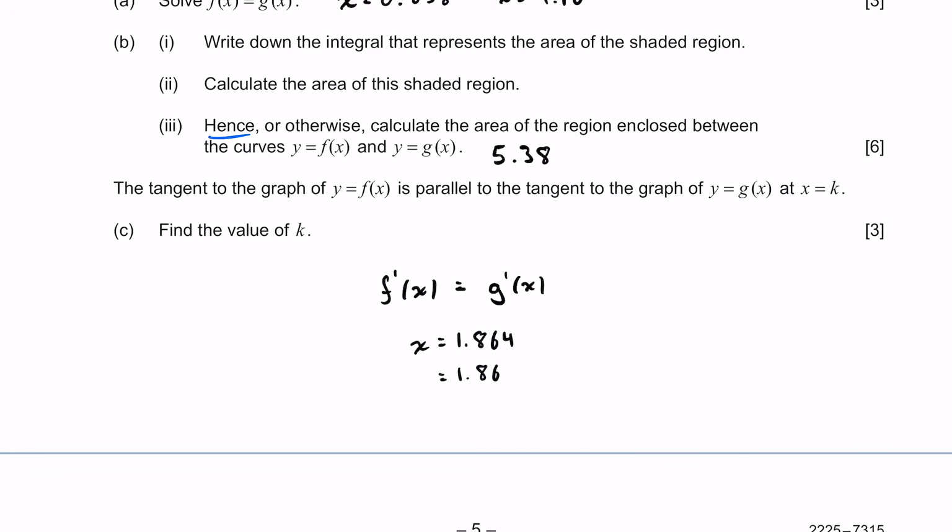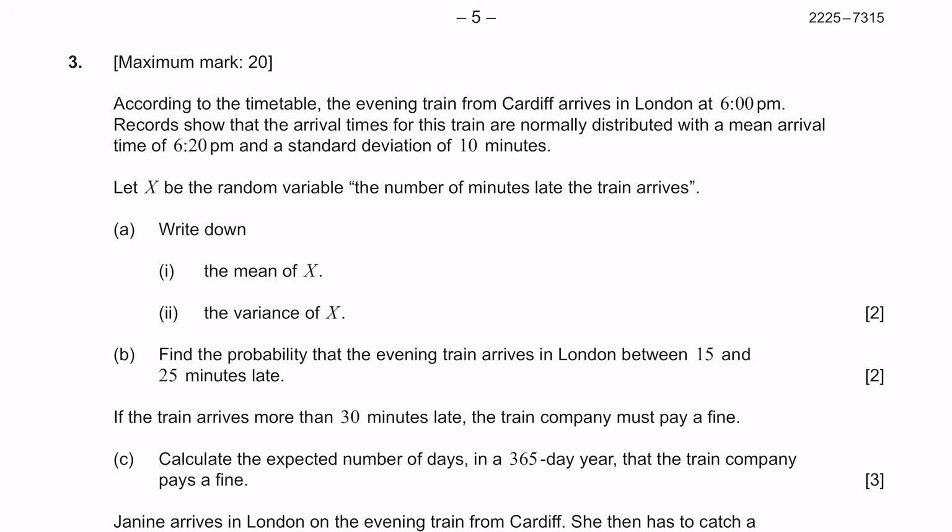All right. Question 3. According to the timetable, the evening train from Cardiff arrives in London at 6 p.m. Records show that the arrival times for this train are normally distributed with a mean arrival time of 6:20 p.m. and a standard deviation of 10 minutes. Let x be the random variable, the number of minutes late the train arrives. Part A asks us to write down, in section 1, the mean of x.